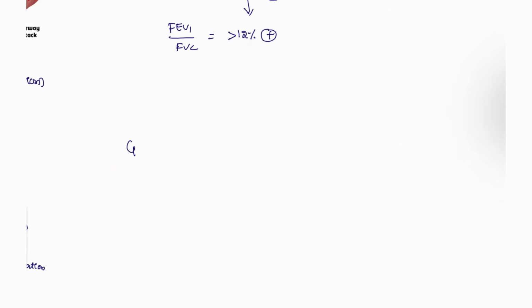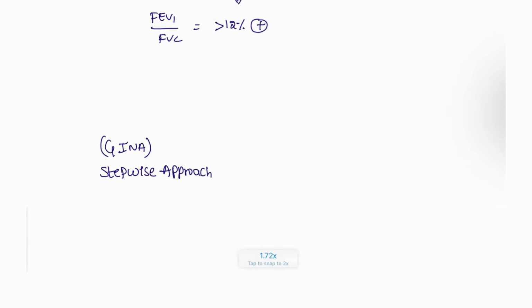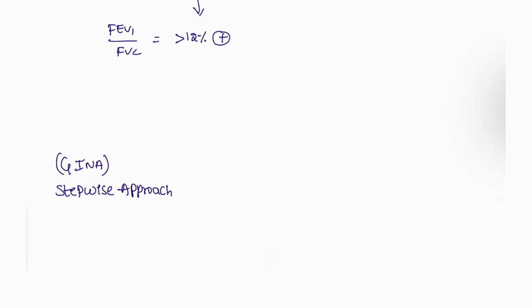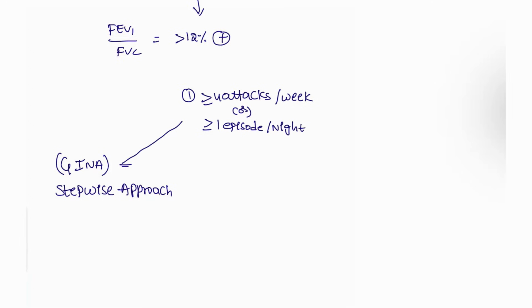Next, moving on to the treatment. For the treatment, we are going to use the GINA guidelines, and in the GINA guidelines, you have to approach the stepwise approach. Okay, stepwise approach is important for this patient. Next, GINA guidelines, what is explained here? The GINA guidelines tell us if the patient is having more than 4 attacks, or the patient is having more than 1 episode per night, then you have to go extensively for this patient.